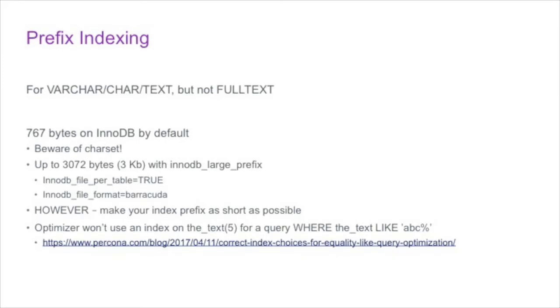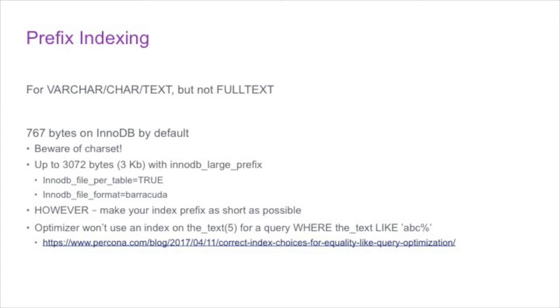Prefix indexing. So this is a different kind of prefix. So when you're using varchar, char, and text, let's say you have a long text field, but you want to do some indexing on it. In InnoDB, which is what we're all using, you can only use up to 767 bytes. So beware of your character set, because there are multi-byte character sets. So if you're talking about a 3-byte character set, I think that's like 255. It's around there, 240, something like that.